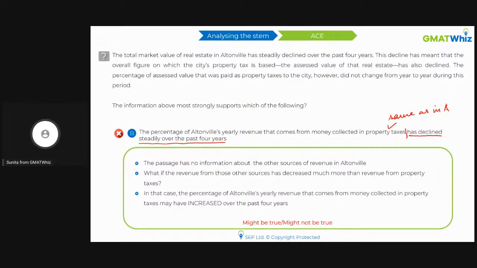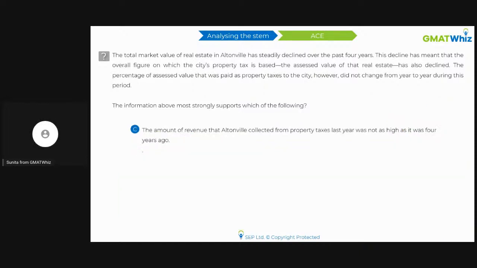All you need to understand is what the choice is saying. The choice is simply saying that the revenue coming from a certain area has declined in terms of percentage. Well, I can't decide on that because I don't know the percentage of other sources of revenue. All right, so let's move to C. A lot of you marked C as the answer. Let's see whether C is the answer or not. C says the amount of revenue. Now, the moment you have the word amount, don't discard the answer choice right away.